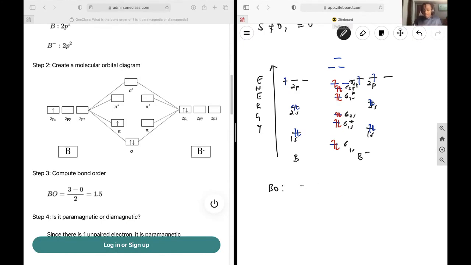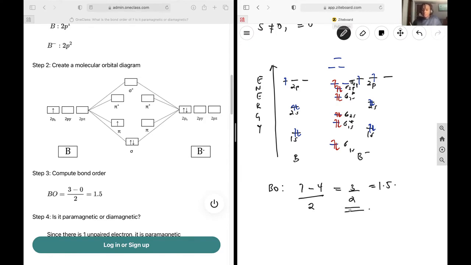If I count the electrons in bonding, I have 2 here, plus 2 here, plus 2 here, plus 2 here, plus 2 here, plus the 1. And so that's going to give me 2, 4, 6, 7. So I have 7 in bonding. Anti-bonding, I have 2, 4. That's it. And then that's going to be over 2. And that is going to give me 3 over 2. So the bond order is going to be 3 over 2, and that's 1.5.